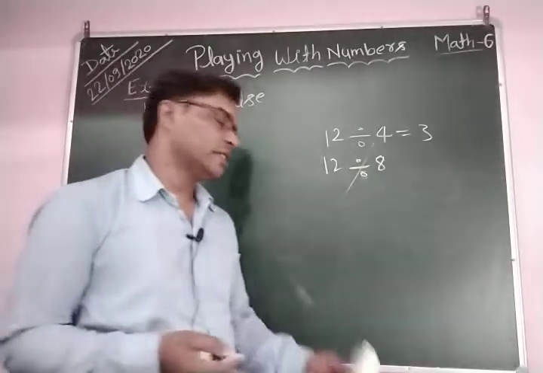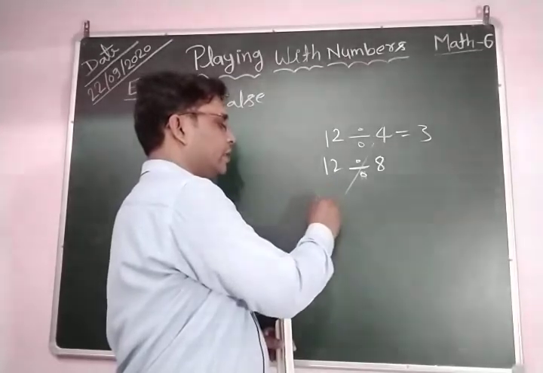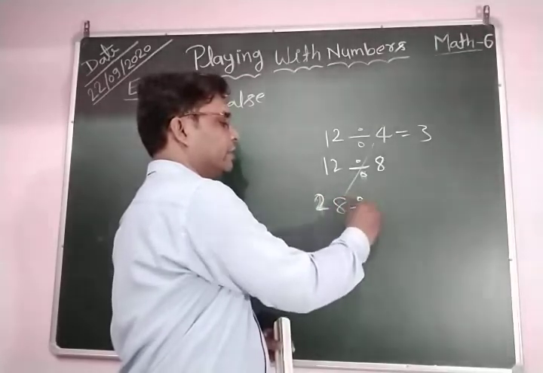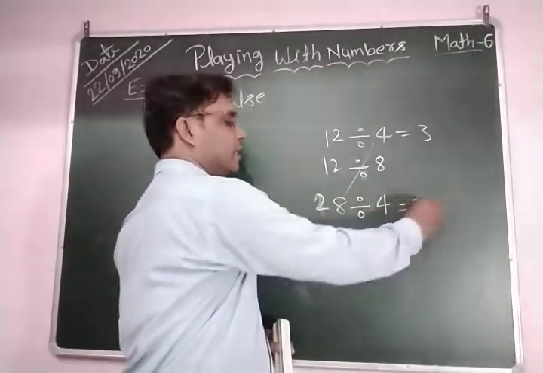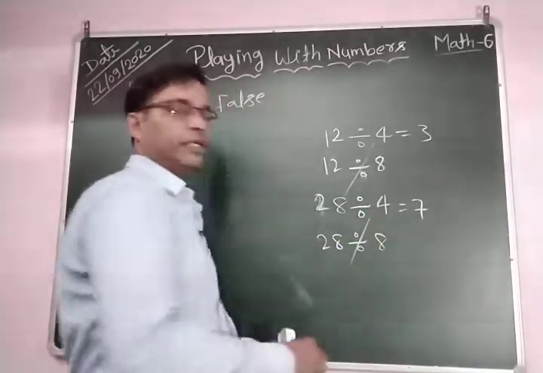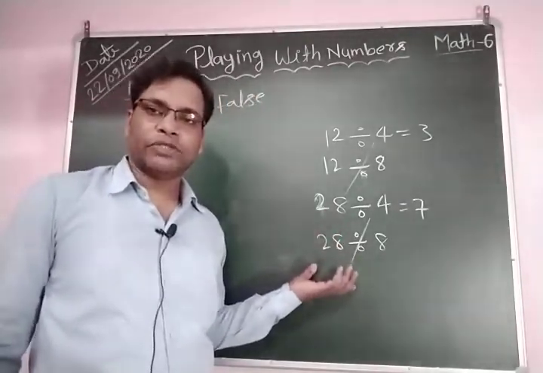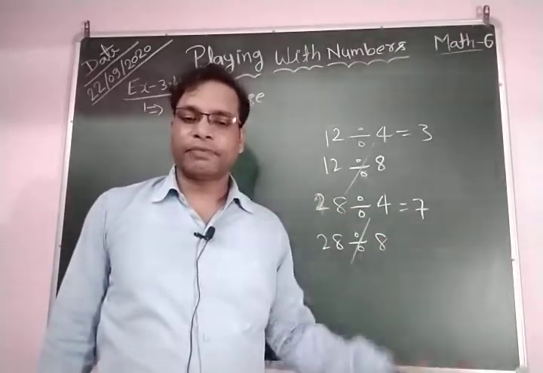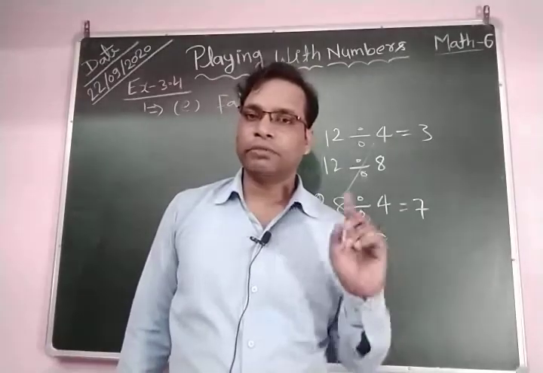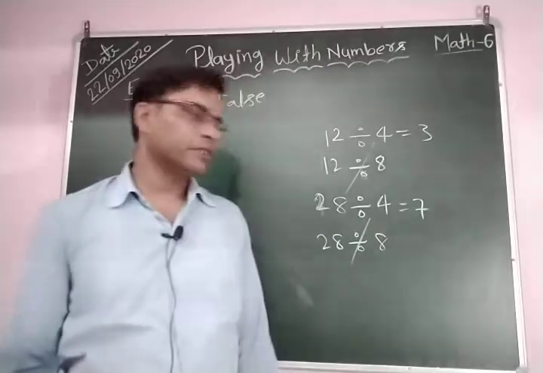And again we take another example. 28 is divisible by 4, seven times, but 28 is not divisible by 8. So on the basis of these examples, you can say our given statement is false. What is the statement? All those numbers which are divisible by 4 must also be divisible by 8. So this statement is false.